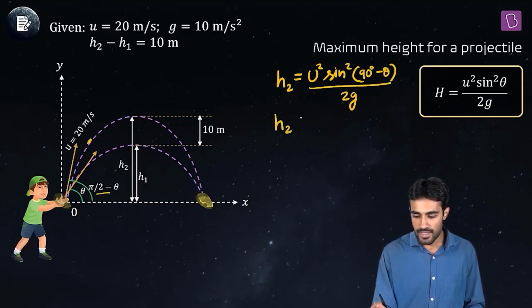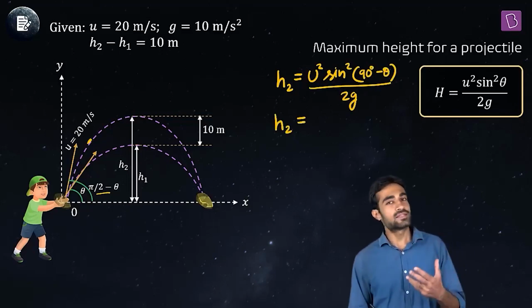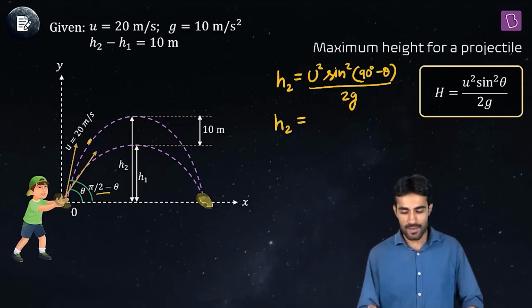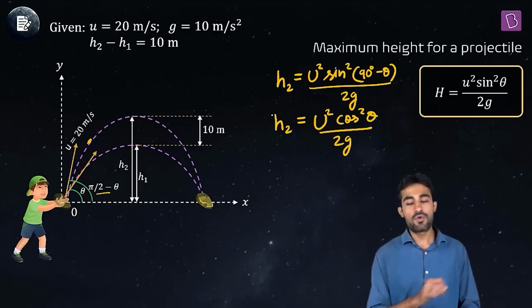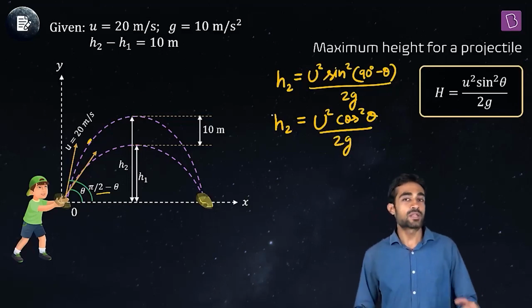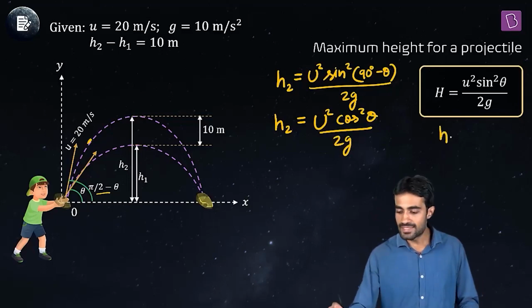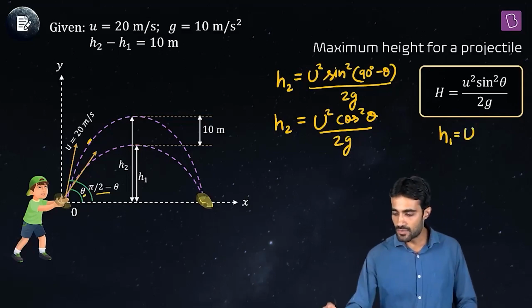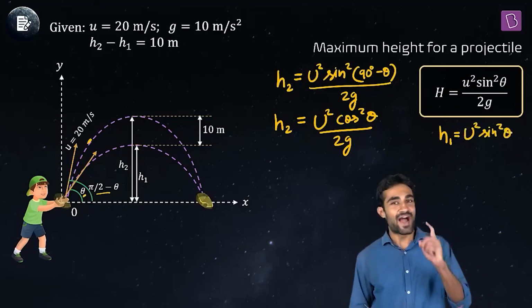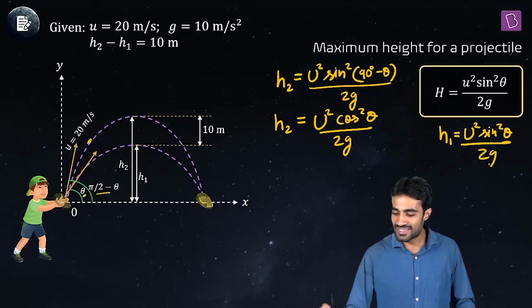Basically, sine of 90 minus theta can be written as cos of theta. So, this is u square cos square theta divided by 2g. This is the value of h2. And what is h1? Well, it is very easy. For calculating h1, the angle of projection is theta. So, this h1 is u square sine square theta divided by 2g.